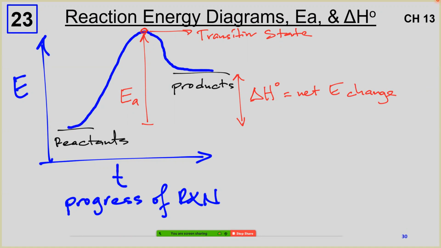All right, so this is a specific example here in which the energy of the products is greater than the energy of the reactants. We have an endothermic reaction. Okay, so this is an endothermic reaction. We have delta H being positive here, greater than 0. So this is endothermic.